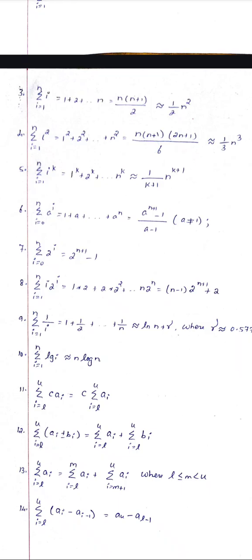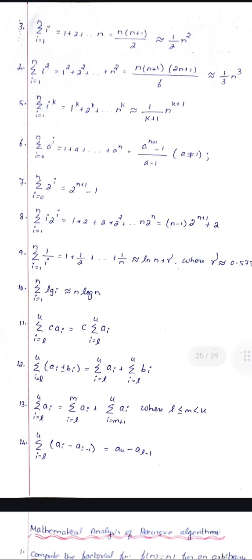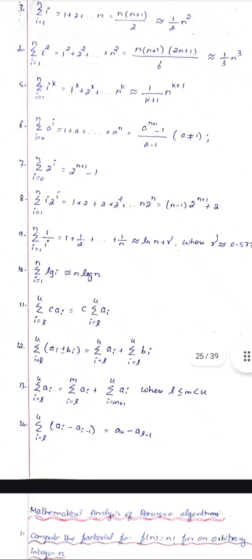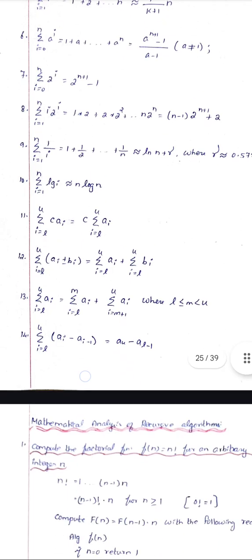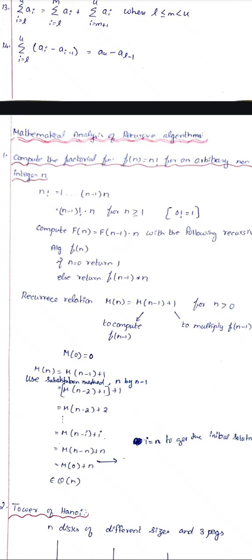And then we have 1 a power i. For this and all, we have a power n plus 1 minus 1 by a minus 1. 2 power i is 2 power n plus 1 minus 1. i 2 power i will be n minus 1 to n power n plus 1 plus 2. These are all the notations you have to learn. And then now we'll find the recursive algorithm.